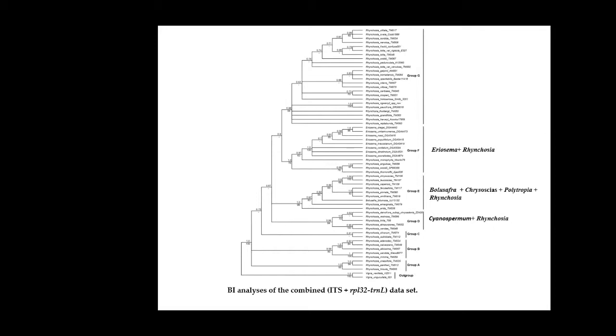So as you can see, Rinkusia is paraphyletic. This tree does not support Baker's classification, in that none of the sections was retrieved as monophyletic. You can see a group that contains Bolisaphra, Chrysoscias and Polytropia and the type section Rinkusia, while group D contains Sinospermum and Rinkusia. That means this molecular data does not support Baker's classification, in that none of the sections was retrieved as monophyletic. Also, Erosima and Rinkusia were grouped together. Next slide.